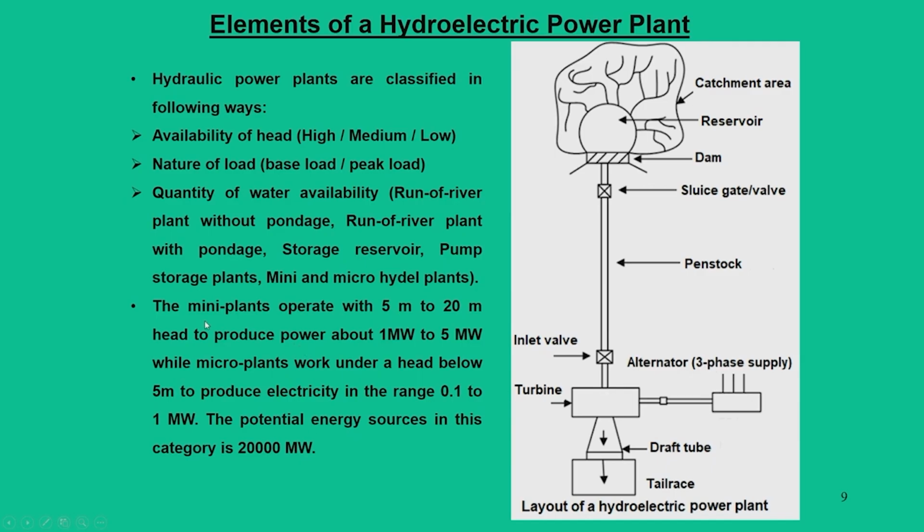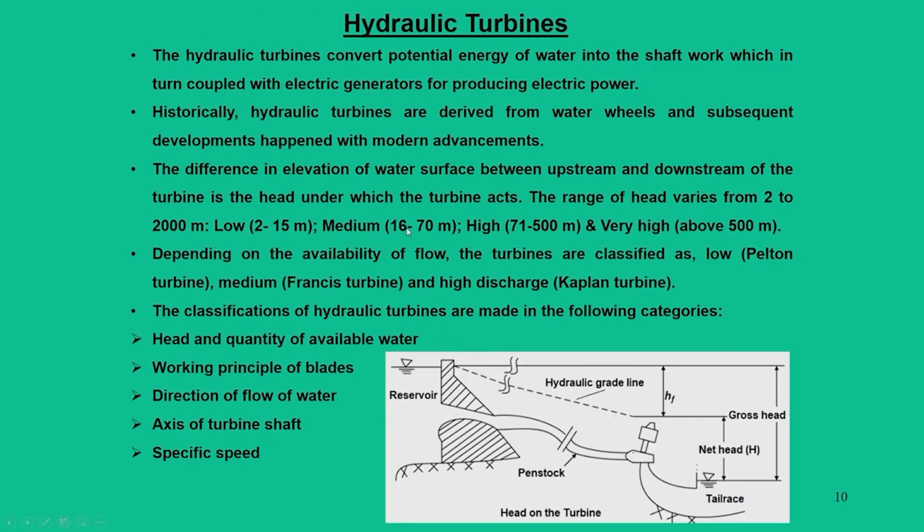To give some estimates, a mini power plant operates with a head of 5 meters to 20 meters and produces power in the range of 1 to 5 megawatt, while micro power plants work under a head below 5 meters, but produce electricity in the range of 0.1 to 1 megawatt. In any case, for maximum energy from water we can go up to 20,000 megawatt. That means it is a very large scale hydroelectric power plant. Now, let us move on to the next segment, which is hydraulic turbines.